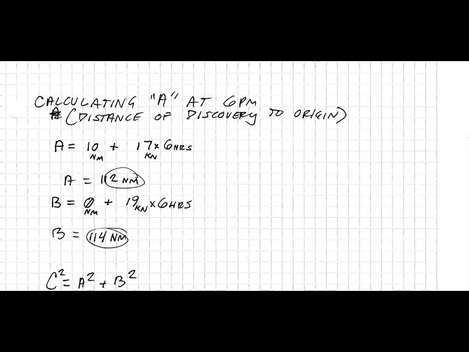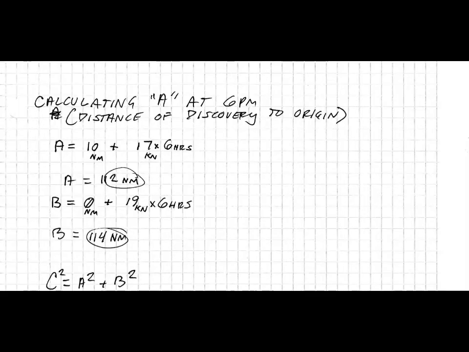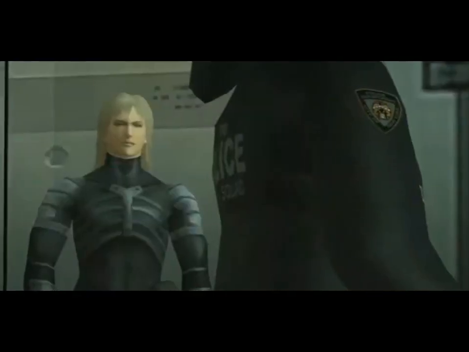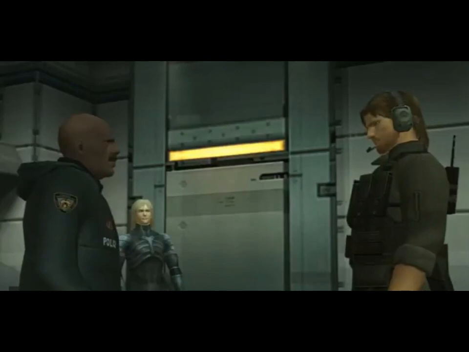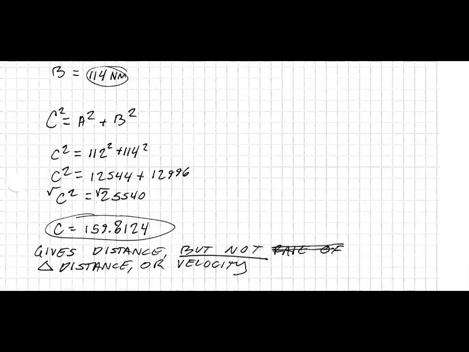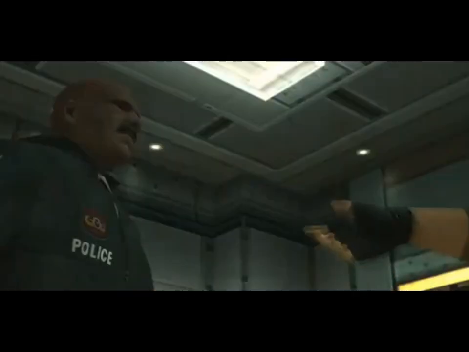A equals the initial distance from the origin, 10 nautical miles, plus velocity, multiplied by time elapsed, yielding a displacement of 112 nautical miles for the Discovery. We do the same for B, representing the pursuit ship, and get 114. Now, since we have A and B from the Pythagorean formula, applying it yields 159.824 nautical miles. This gives us the distance, but not the rate of change of the distance after 6 hours.